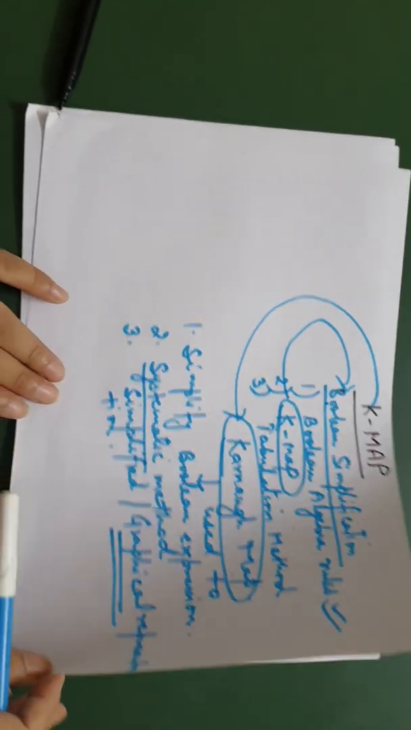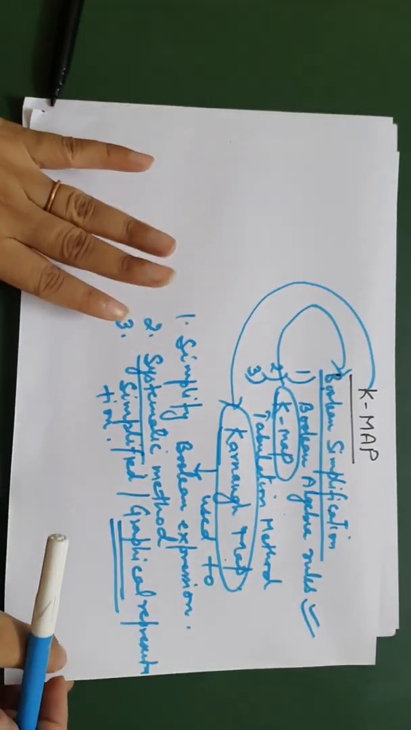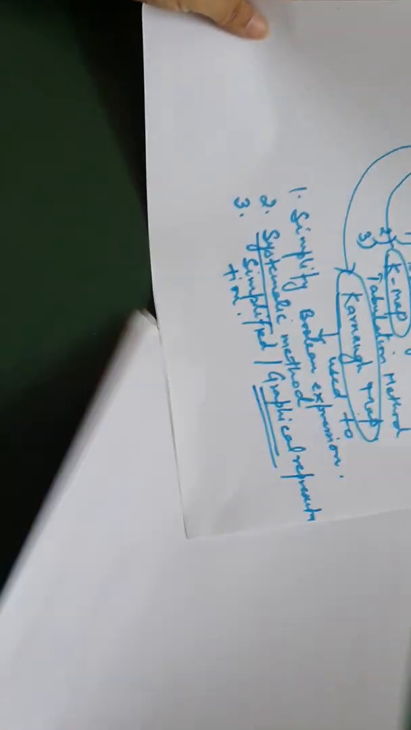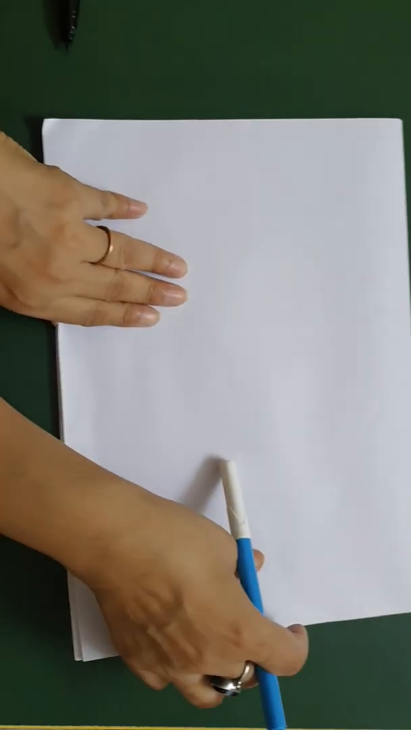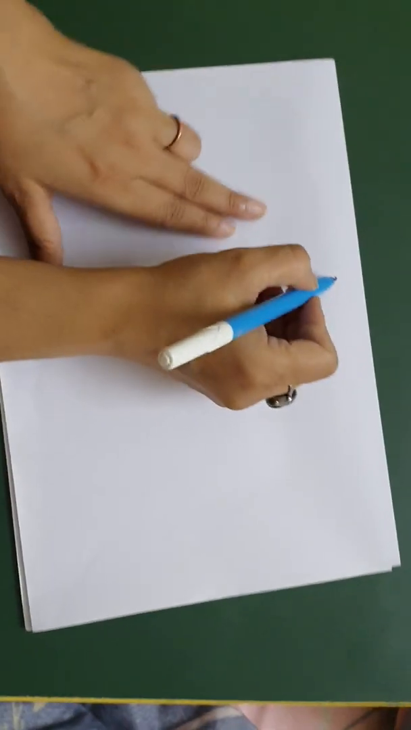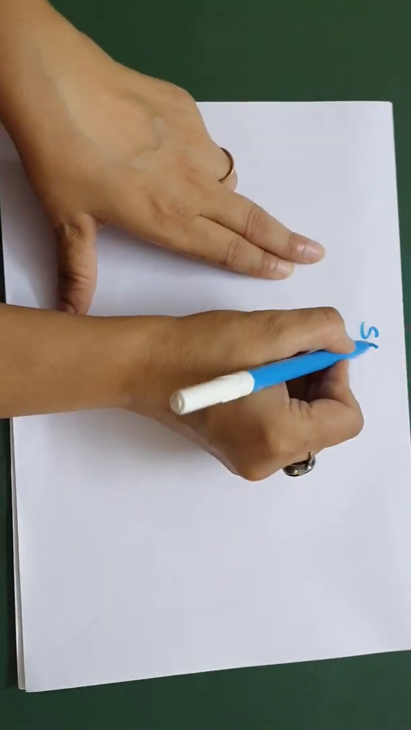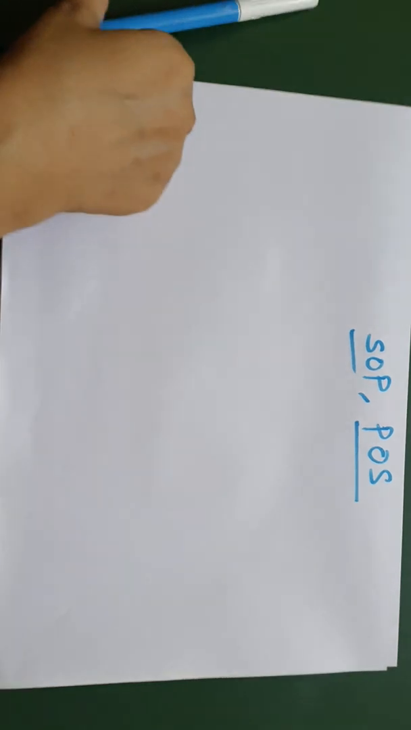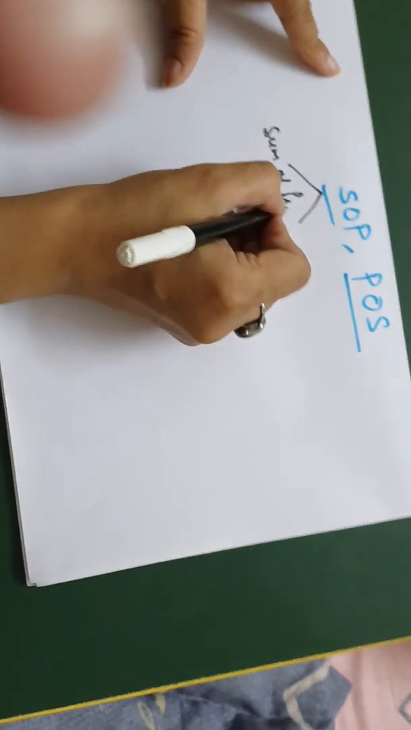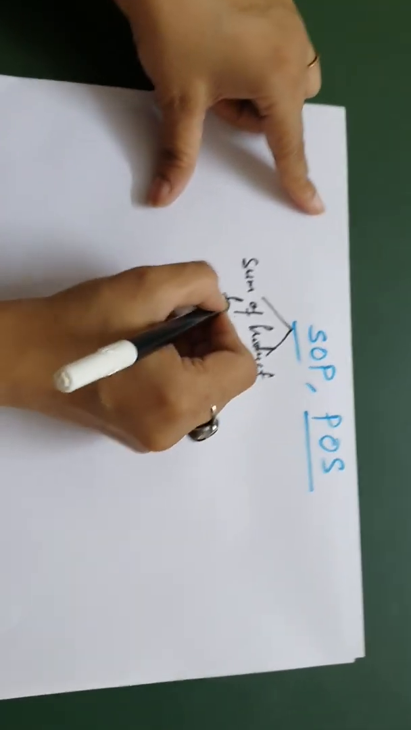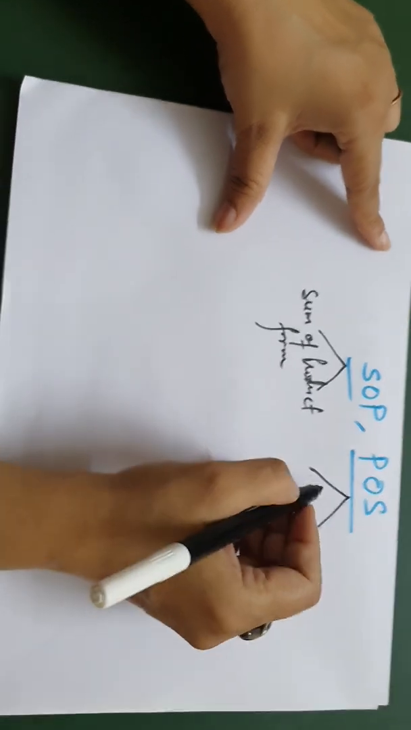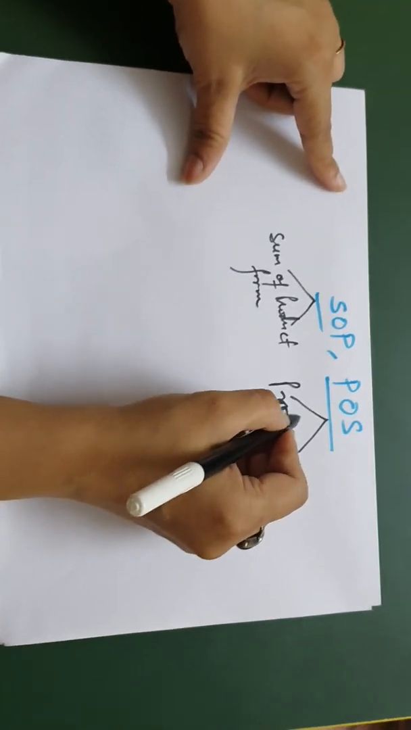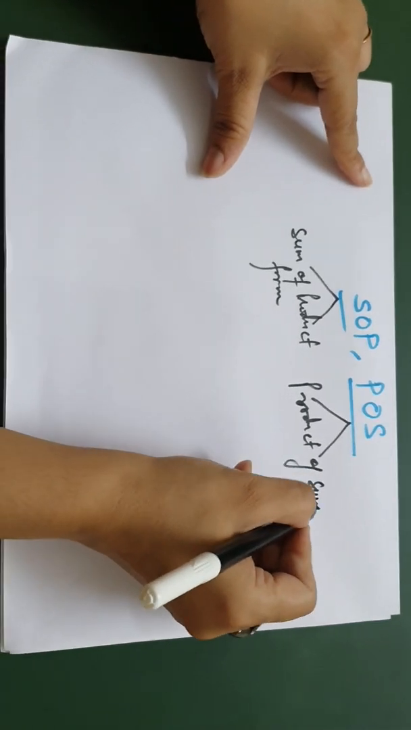I hope you have understood the basic concept of why we use the K map. Now, before going into the solution of the K map, that is, how we use it, I need to highlight two more terms: SOP and POS. SOP means sum of product form, and POS means product of sum form.